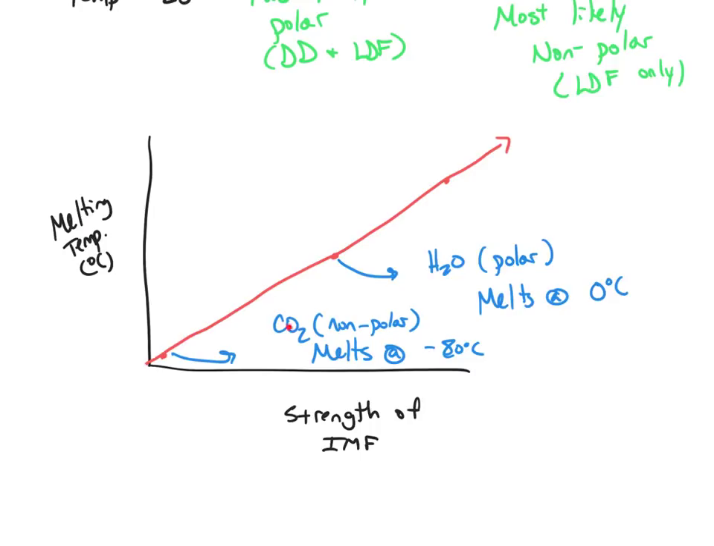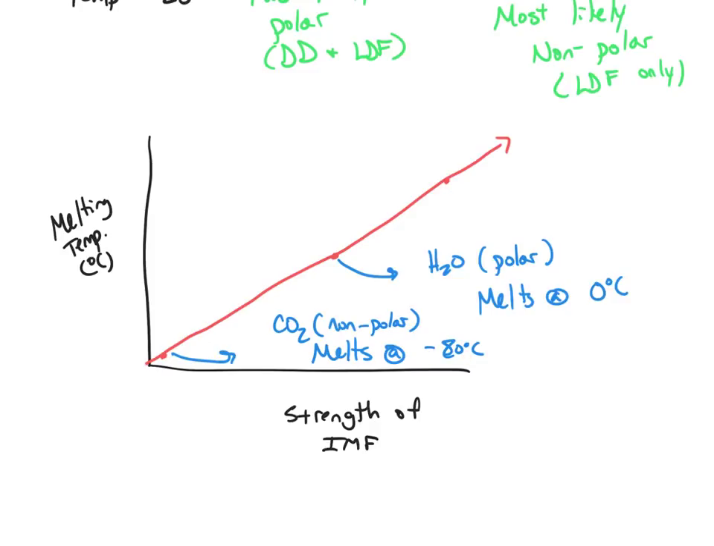Let's take, for example, carbon dioxide. The gas that you're breathing out all the time is a nonpolar molecule. If you wrote out the Lewis dot structure, it's linear with carbon in the middle and two double bonds on either side. But the point I'm trying to make is it's a nonpolar molecule. And its melting point is about negative 80 degrees Celsius, which is not even a temperature that you can reach here on Earth. But if you were to synthetically produce a negative 80 degree Celsius freezer, for example, you could make carbon dioxide liquefy and then freeze at negative 80 degrees Celsius.